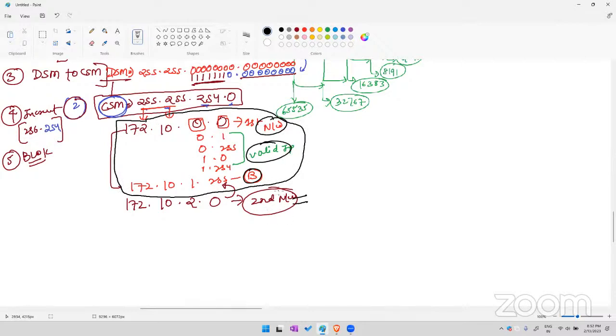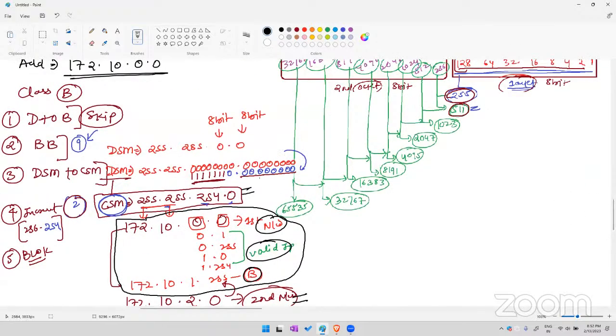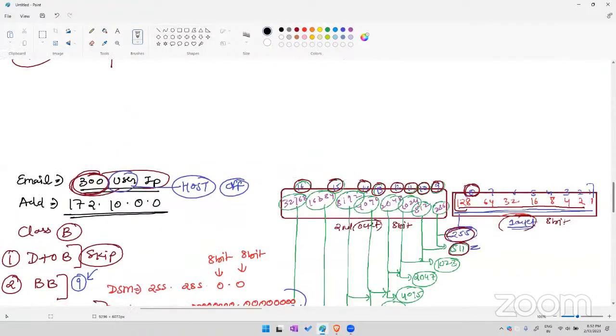But if someone says how to know how many valid IPs we are using in this subnet mask, verify your off bits. How many bits off in your subnet mask? 8 plus 1, 9. So 2 power 9 minus 2. So 512 minus 2. How many valid IPs in my block? 510. Oh, very good. We can get it easily. So class B is also simple.